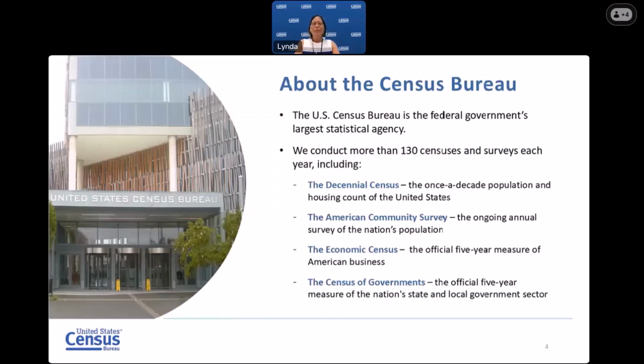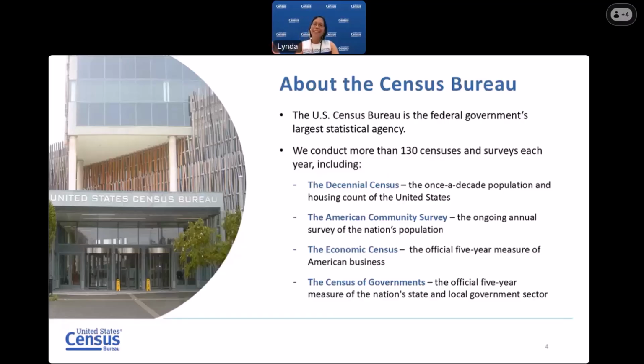About the Census Bureau. The Census Bureau is the federal government's largest statistical agency, where we conduct over 130 surveys each year. Listed here on this slide are some of our more well-known surveys. First is the decennial census, the once-a-decade population and housing count of the U.S. Next is the American Community Survey. This is an annual survey of the nation's population.